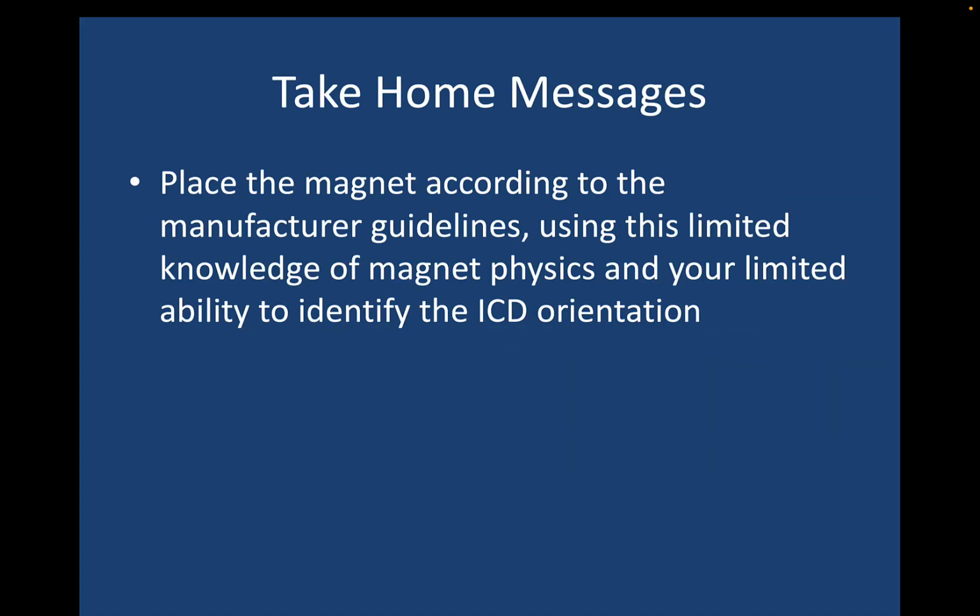So the take-home messages about magnet positioning is place the magnet according to the manufacturer guidelines, using this limited knowledge of magnet physics and your limited ability to identify the ICD orientation, right? So, you can look at the chest x-ray to see how the device is sitting in the patient's chest. You can see where the header is and where the housing is. Sometimes you can appreciate it by manual palpation, but sometimes not. So it's a little hard to know exactly where you're putting the magnet relative to the housing and the header. So you have to try to use your best judgment.